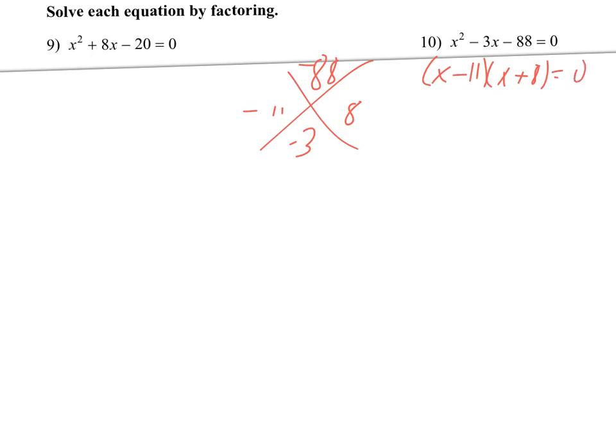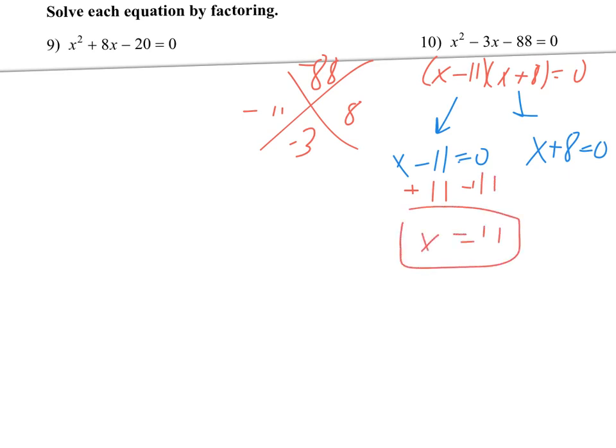So whenever I'm factored equal to 0, I can split these up and set them equal to 0 individually. So there you go. And so I'm going to add this 11. So x equals 11. And then this one would be x equals -8. So I get two answers there.